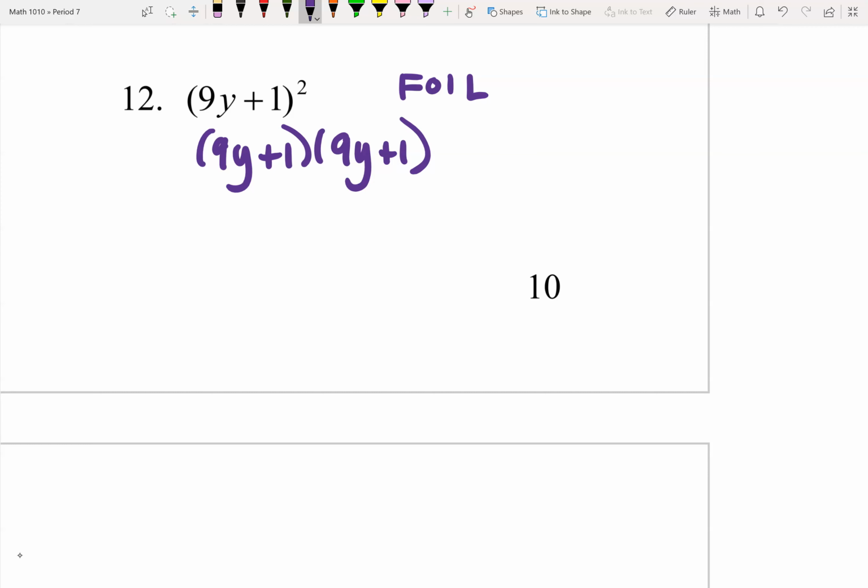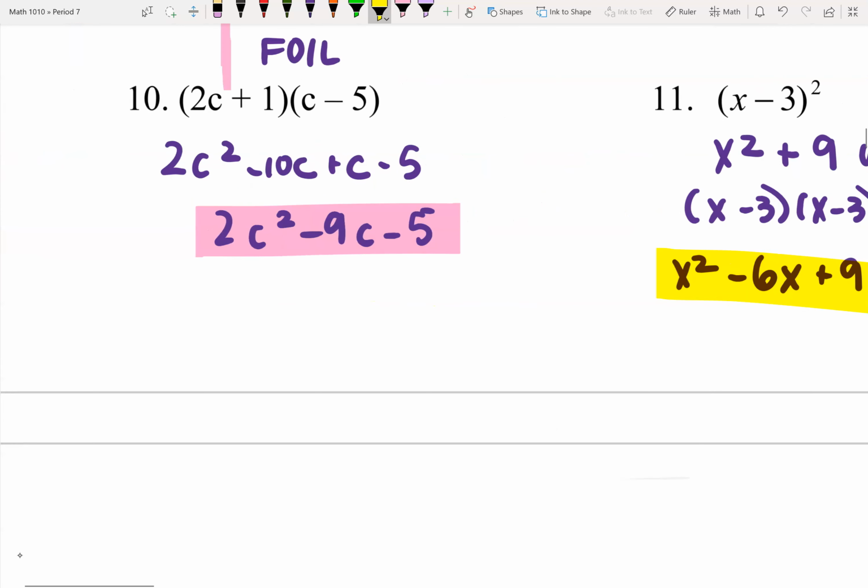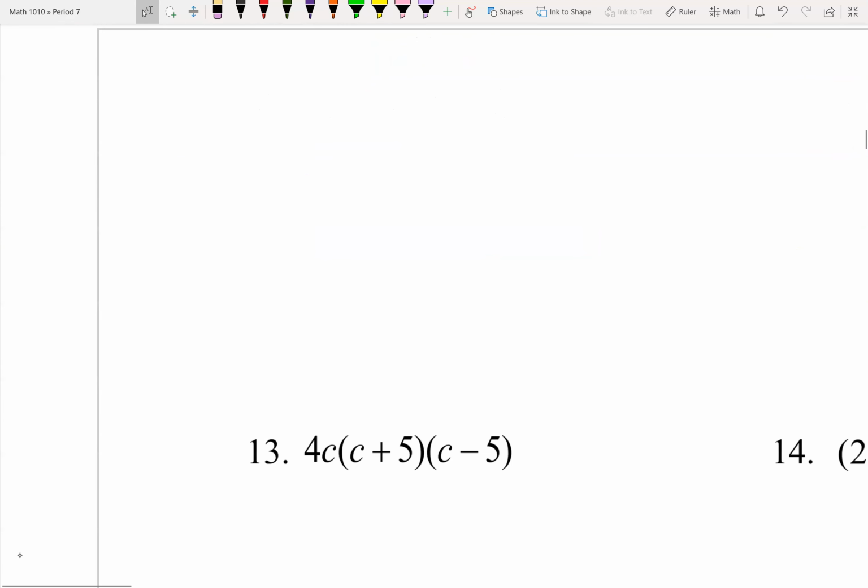Okay, so 9y times 9y is 81y to the second. Outside gives you 9y. Inside gives you 9y. 9y plus 9y is 18y. 1 times 1 is 1. Highlight your answer. Done. Okay, number 13.